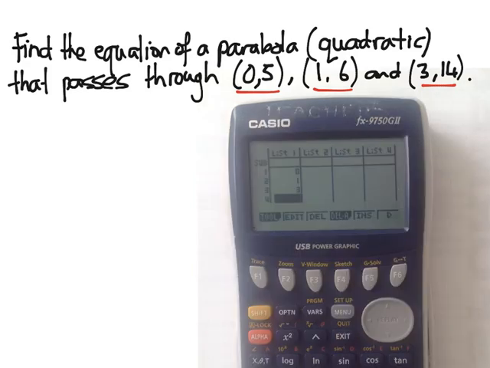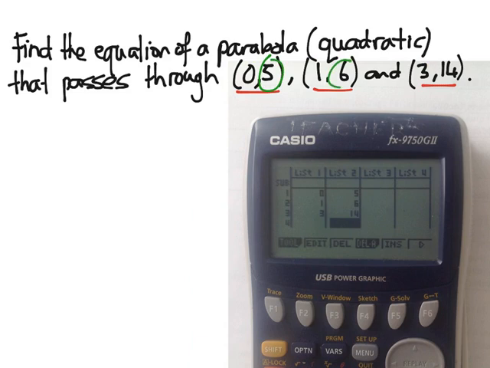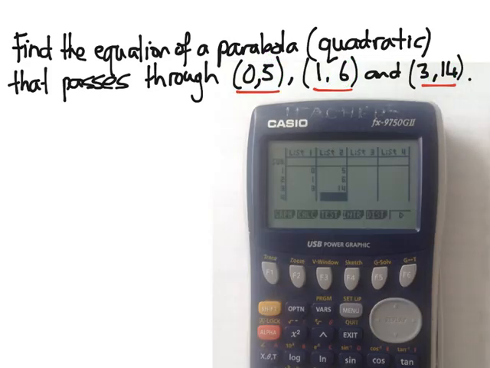Enter in your X values into list 1 and your Y values into list 2, but they must be in order. So you have 0 with 5. If your screen doesn't have these functions, press F6 until these functions come up, then press Graph.